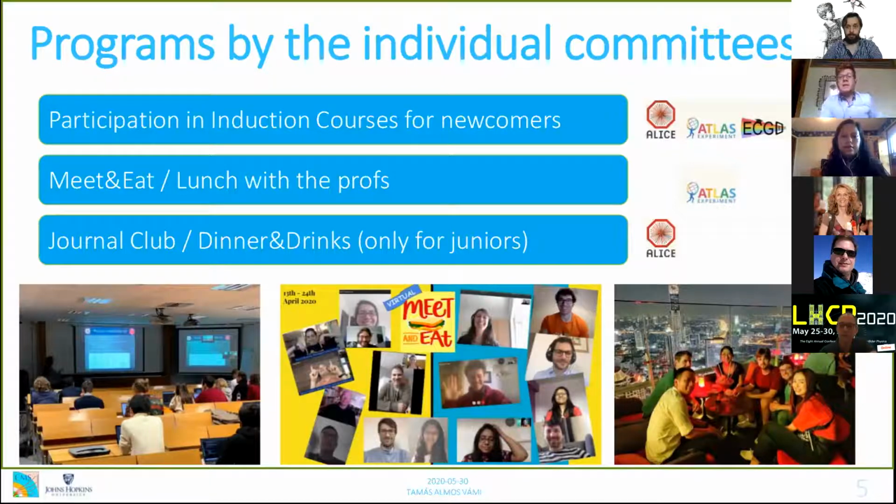And then in ATLAS and CMS, there are certain programs in which we try to put together the juniors with the seniors in an informal setting. In ATLAS, it's called Meet and Eat, and in CMS, we have this Lunch with the Professors event. Then there are certain events which we only organize for the juniors, from the juniors. So in LHCb, there is the journal club, and in CMS we have dinner and drinks, usually at CMS weeks, where you can really open up the floor to get feedback from the juniors about any complaints they have, which they wouldn't do in a formal environment.